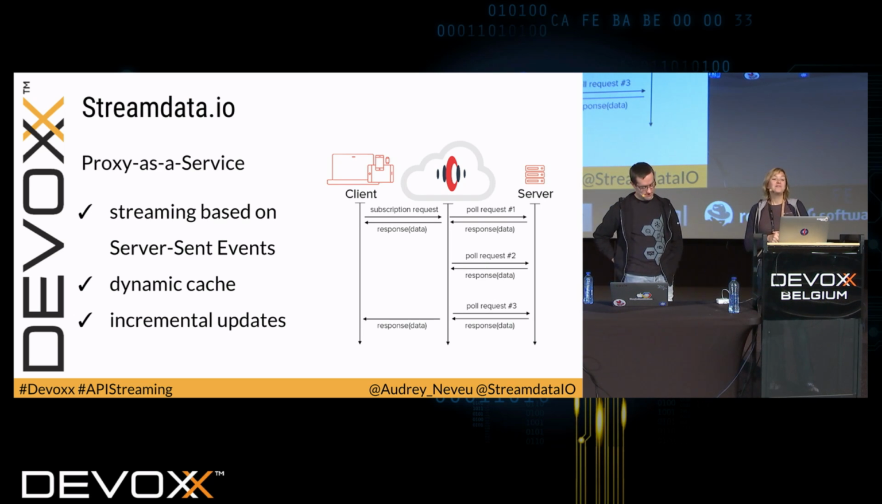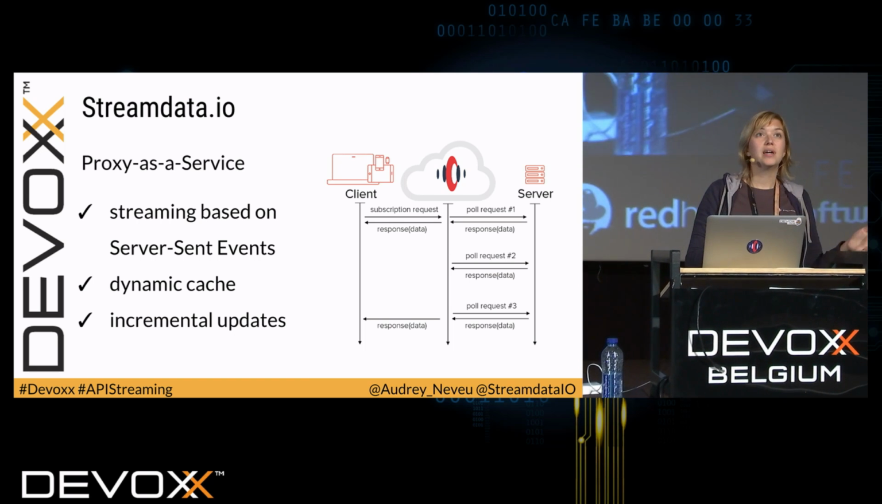So that's the reason why we've created streamdata.io. streamdata.io is a proxy available in SaaS mode, which completely relies on server-sent events. So basically, we are going to do the polling for you. We are going to deal with empty responses and all that kind of stuff, and connection loss. And we added a few features to make it even better and more efficient.